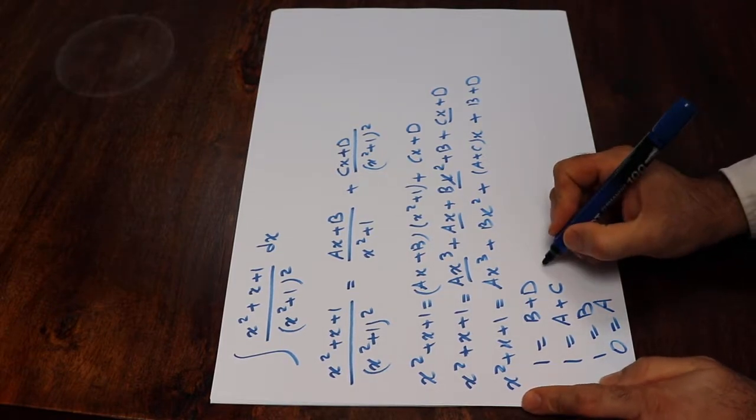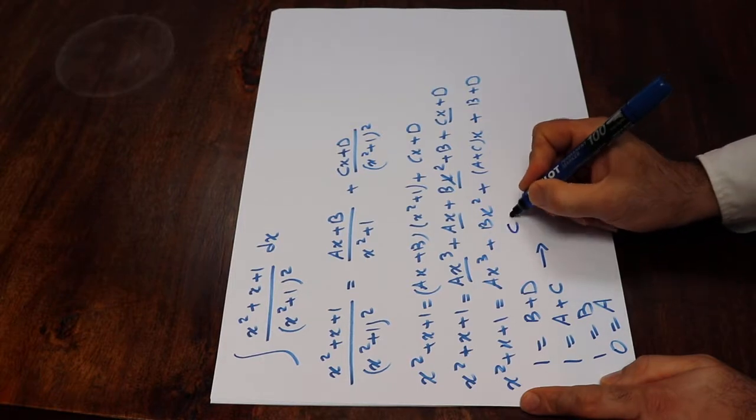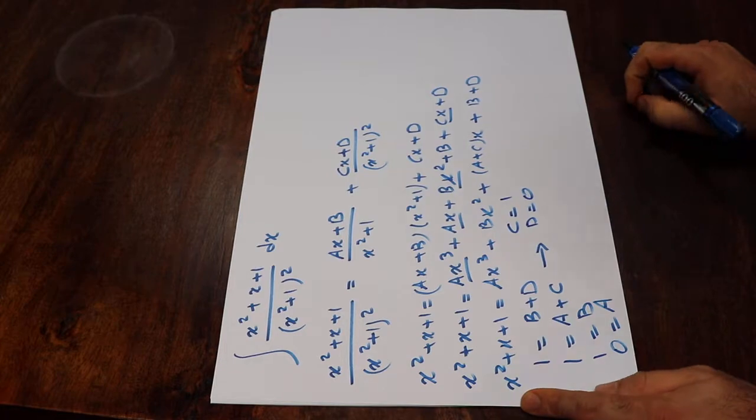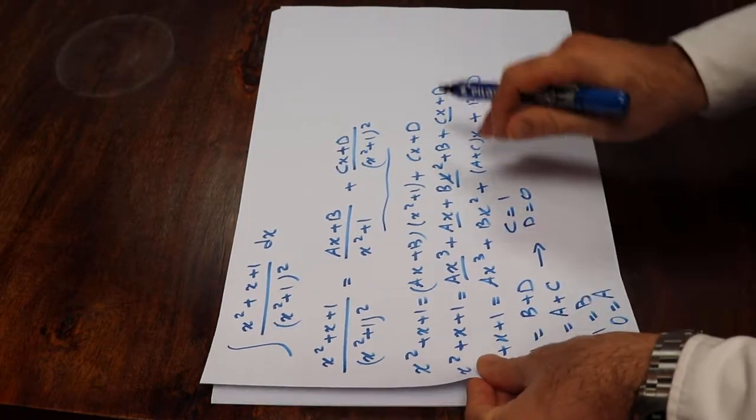So if you solve this system, a and b you already have the values, and you will get c equal to 1 and d equal to 0. So all you need to do now is to substitute these parameters into this equation.